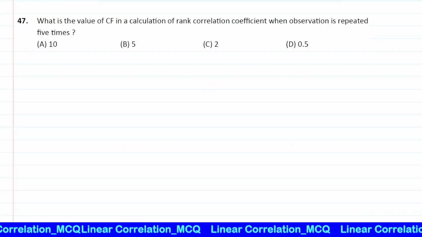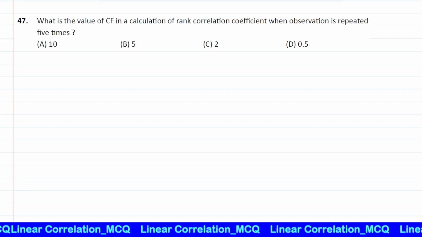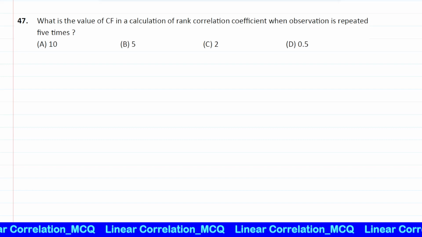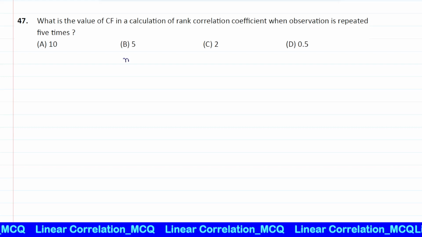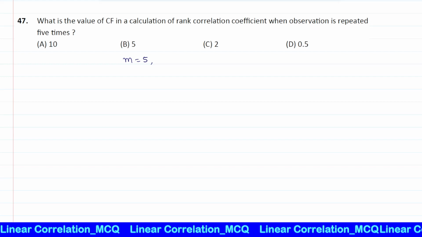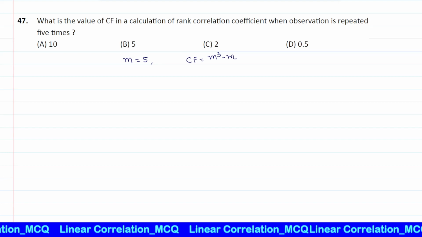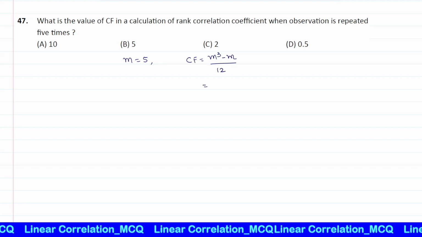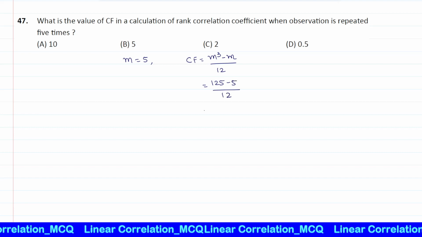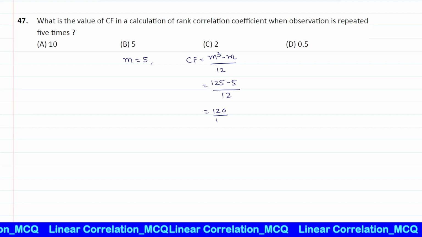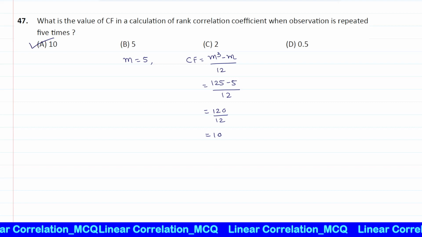Question number 47. What is the value of CF in calculation of rank correlation coefficient when observation is repeated for 5 times? Repeated for 5 times means m equal to 5, and we know the formula CF equals (m cube minus m) by 12. 5 cube is 125 minus 5, divided by 12, equals 120 divided by 12, which equals 10. It is given in option A. Option A is correct.